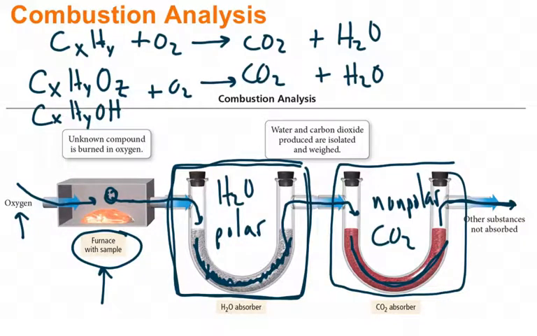So when you're doing a combustion analysis, you're going to know how many grams of water you collected from this compartment here on the left, and you're also going to be told how many grams of carbon dioxide you collected. Now, believe it or not, with that information, you can actually figure out the empirical formula from this data.